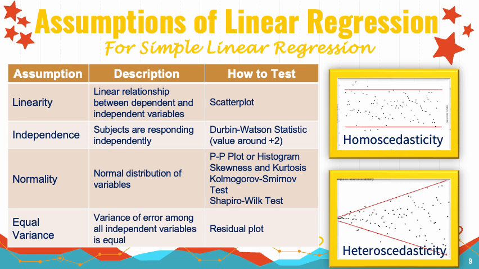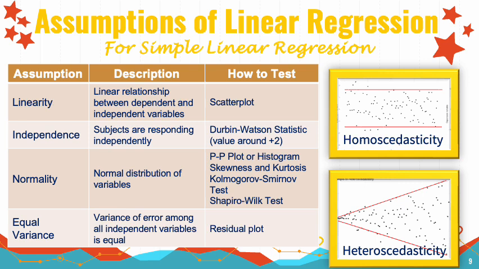The second assumption is independence. The values of the dependent variables are assumed to be independent. In other words, the subject should be responding independently. You can check this assumption using a Durbin-Watson statistic. Your statistics software will run this statistic as part of regression analysis. What you need to know for this course is that a Durbin-Watson value around 2 indicates independence. Further discussion of this concept is beyond the scope of our course.